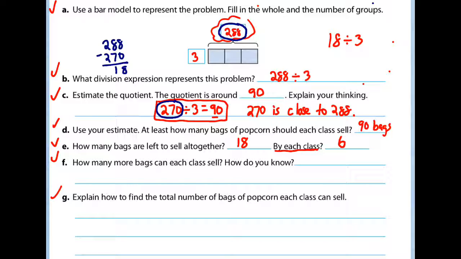Now F says, how many more bags can each class sell? How do you know? Well, we just answered that in E. So they can each sell 6 more bags. And I would say because the 6 bags they could each sell times the 3 classes would give you the 18 bags total that were short from our estimate. So remember, the 18 bags added on to 270 would get you up to 288.